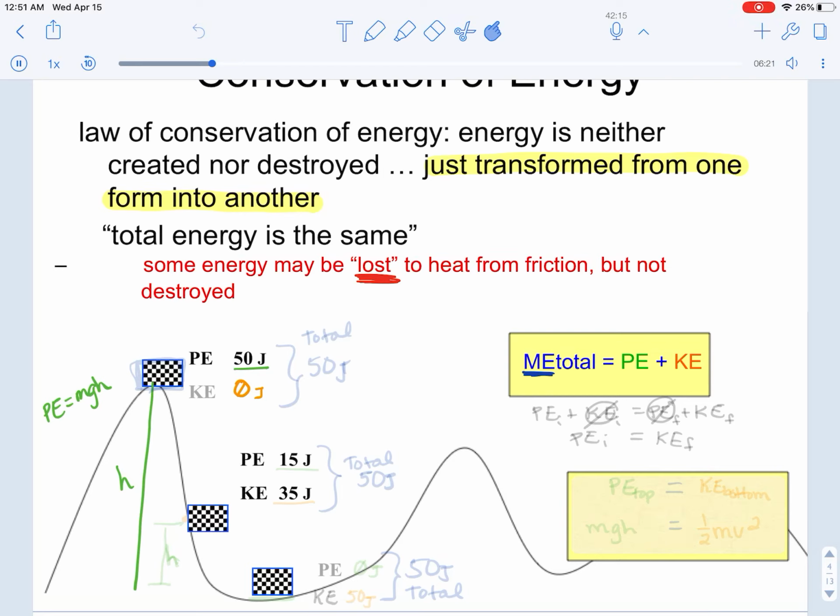Okay, so our object begins to slide down the hill. Now we already understand that as it moves down the hill, it is going to be accelerating. Its speed is going to be increasing. The farther it goes down the hill, the faster it is going.